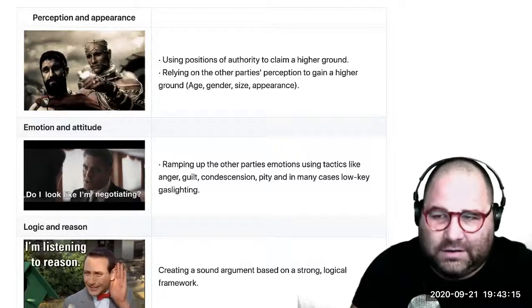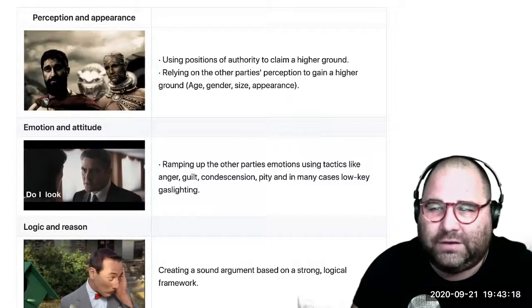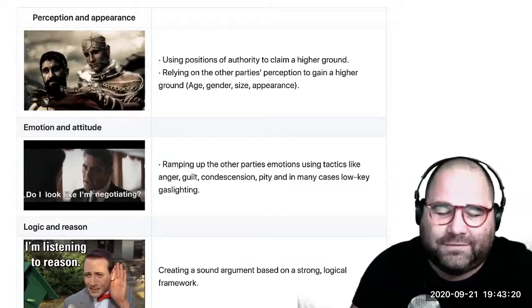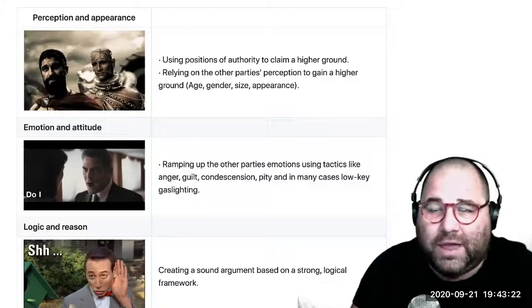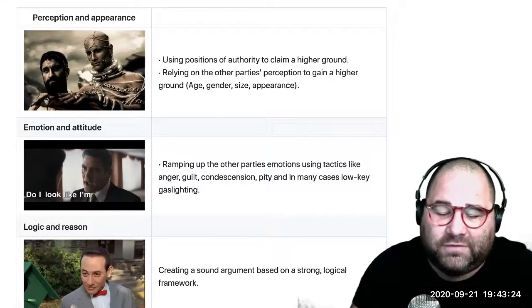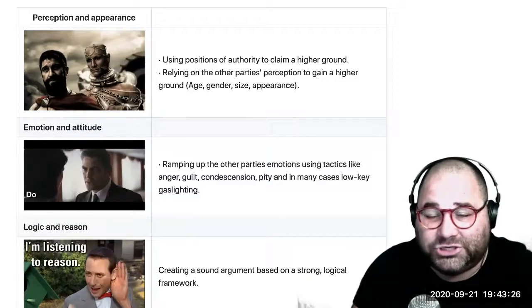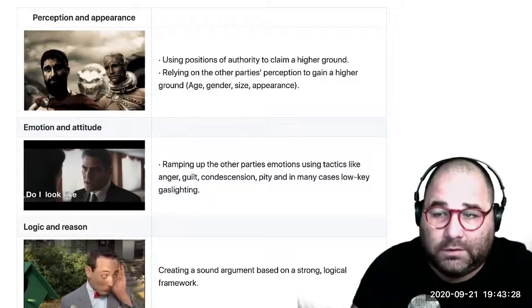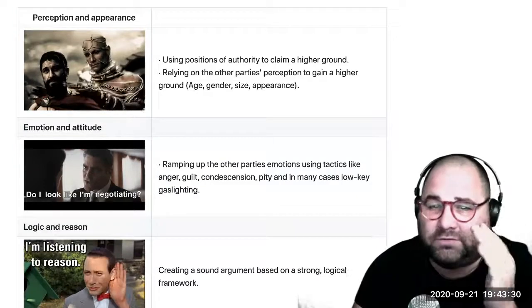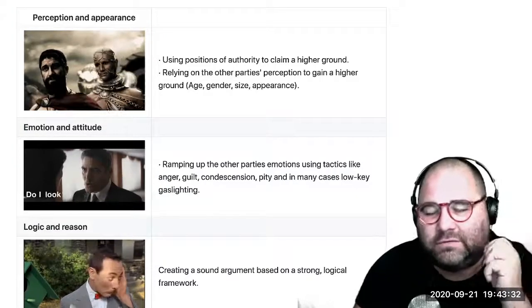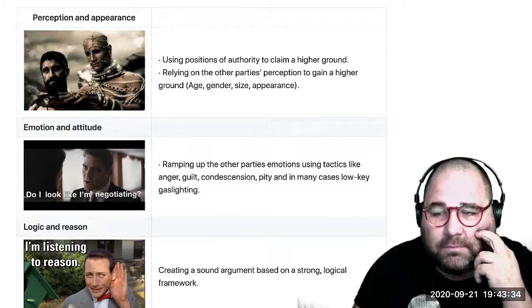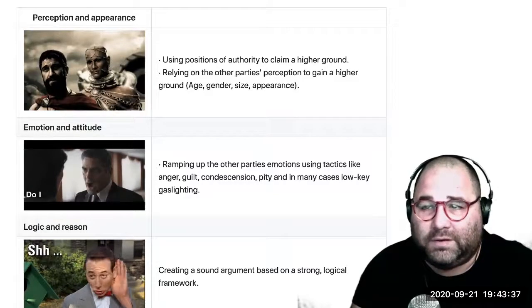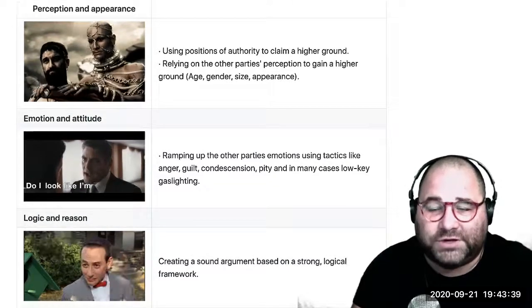It's a tactic. It's just like the authority thing. They're trying to put you off your game, make you feel stupid, make you acquiesce, because then they'll be able to take a higher position in the negotiation and push you towards what they want. So perception and appearance and emotion and attitude, those are 2 ways that a lot of people are going to negotiate. The third one, the one that I prefer and I think is most effective, is logic and reason.